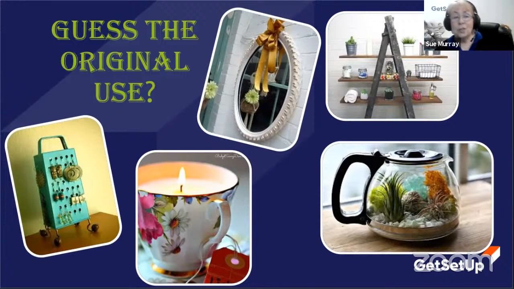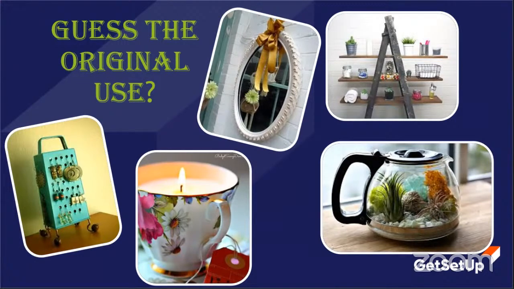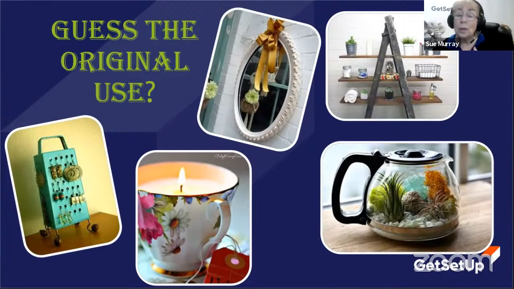The last thing is your cheese grater. Your cheese grater has seen better days. It's been used for years by the family. Now it's time to be tossed. Don't toss it. Paint it nicely in a color that suits your room. Use some cup hooks at the bottom with just a little ball on the cup hook to make it look pretty. And now you have a stand to hold your earrings. And it holds a lot of earrings. It's got four sides, and you can just hang your favorite earrings on it.